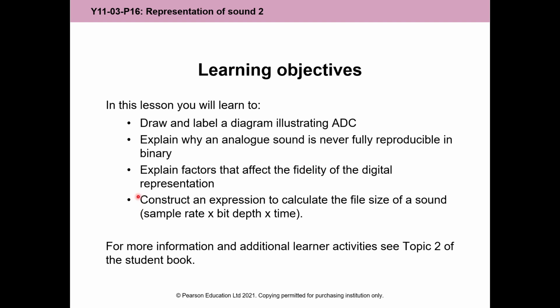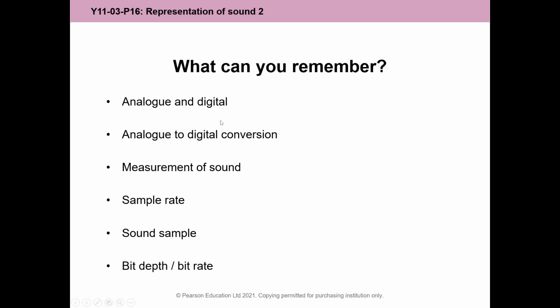We particularly want to focus on how we can calculate the size of a wave sound. So let's see what we can remember. Oh, it doesn't have the answers in here. So analog is the original smooth curve, the actual sound. Digital is the approximation in binary.